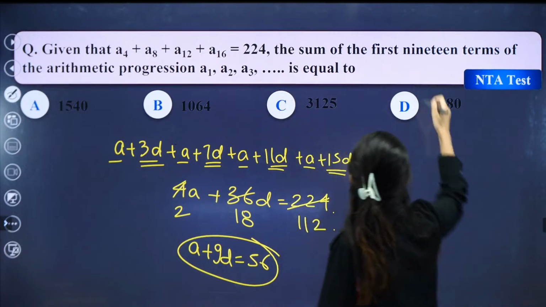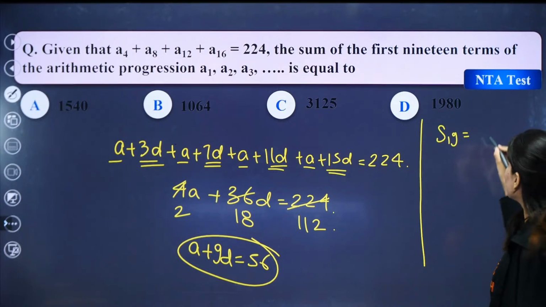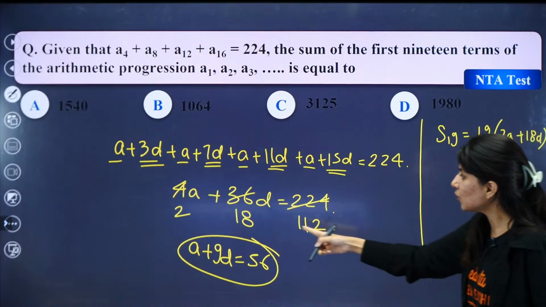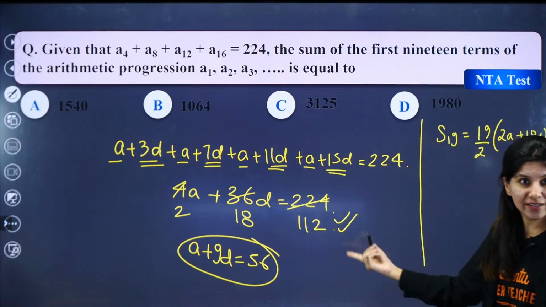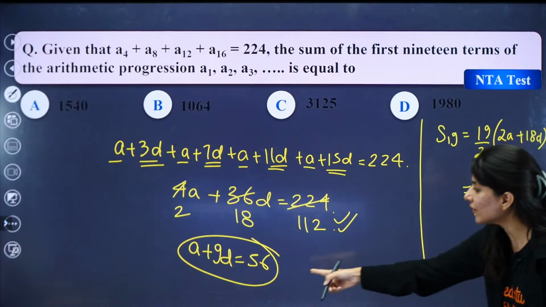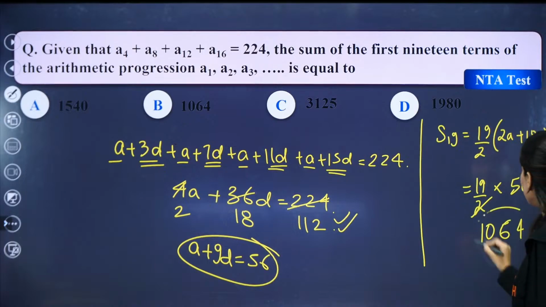So the sum of first 19 terms will be what? 19 by 2, 2A plus 18D. So we are looking for 2A plus 18D. That means we are looking for 112, right? So 19 by 2 multiplied by 112, or we can do 19 into 56. So 19 into 56 will be 1064, which will be the correct answer.